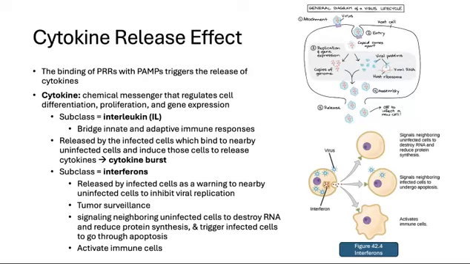Now, another subclass of cytokines are interferons. Interferons are released by the infected cells so they can go over to their neighboring cells that are uninfected and tell them to inhibit viral replication. Let's back up a little bit and talk about what happens when a virus infects a cell.